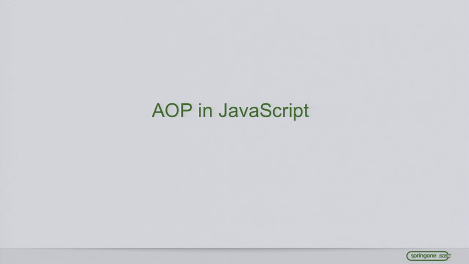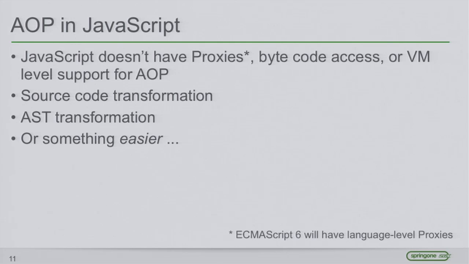So we know what it looks like and how to use it in Java. What does it look like in JavaScript? How do we use it? Why don't we see it more often? Well, JavaScript as a language doesn't have proxies, so that's not an option for implementing AOP. ECMAScript 6 will have language level proxies, but they're saying we won't be able to use that in production until 2016, so that's a few years off. We don't have bytecode access, and we don't have VM level support for AOP.